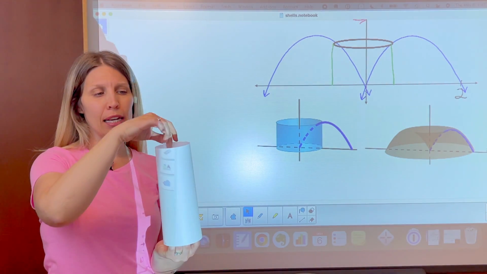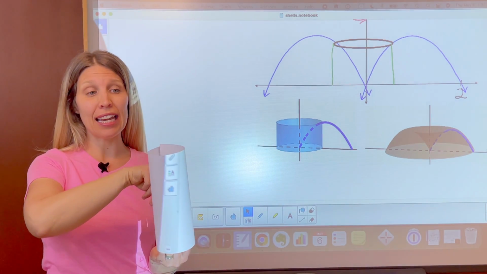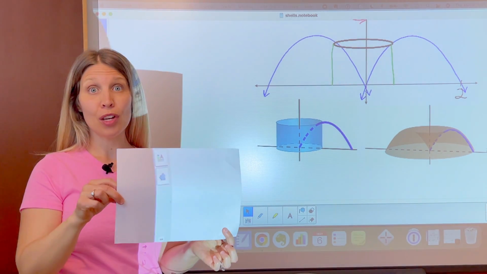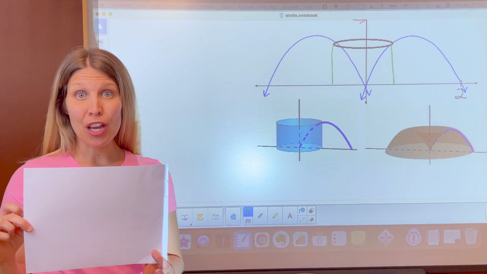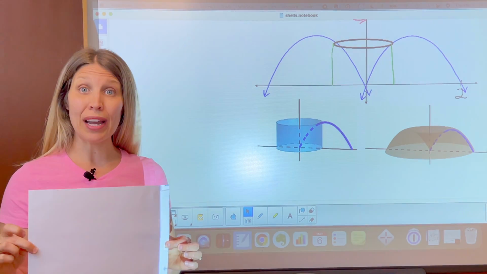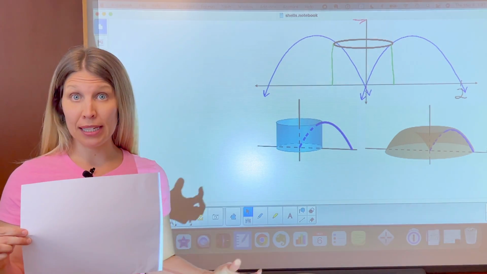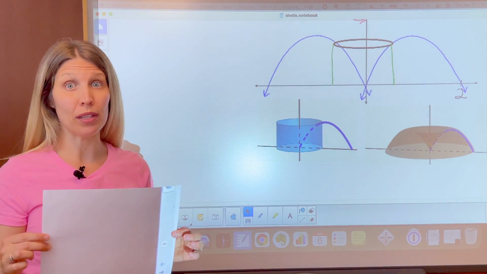Well, let's say I cut down one side of the cylinder and I lay it flat. What shape do we have? We have a rectangle. So what we're going to do with these shells is find the area of this rectangle, multiply it by dy or dx, and that will be the volume of our shells.